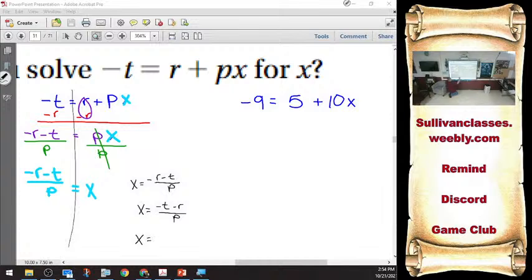Or negative R over P plus negative T over P. All 3 of those are correct. All 3 of them are right.